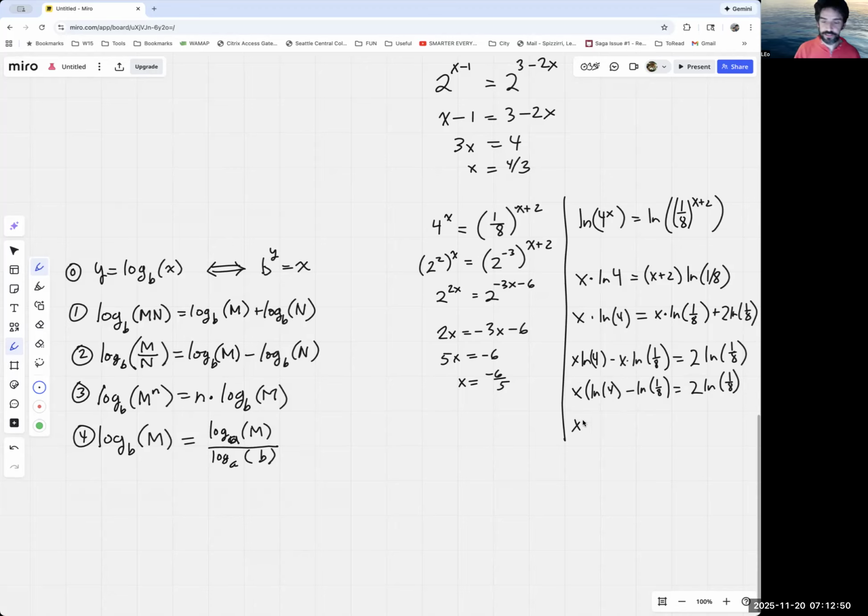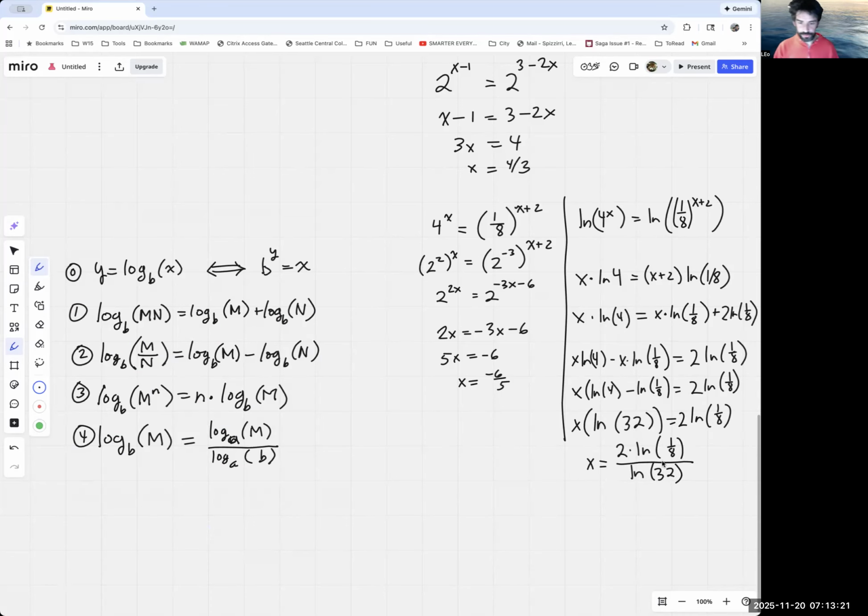Natural log of 4 minus natural log of 1/8 is the same as the natural log of 4 divided by 1/8, which is the same as 4 times 8, so that's going to be the natural log of 32, equals 2 natural log of 1/8. And now I'm going to divide and say x is equal to 2 natural log of 1/8 over the natural log of 32.